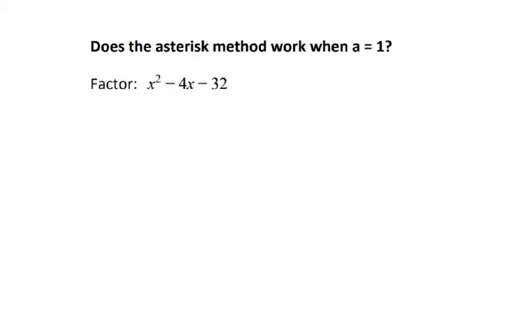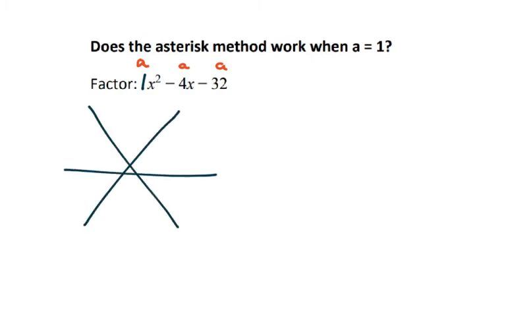So a is 1 in this problem because a is missing, and we want to know, does this work when a equals 1? So there's nothing to factor out because 1 is the leading coefficient, 1's the number in front. So I can't divide by anything because 1 is the biggest thing I could divide by.